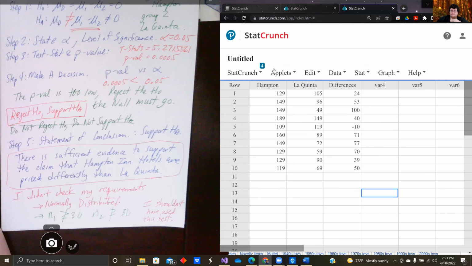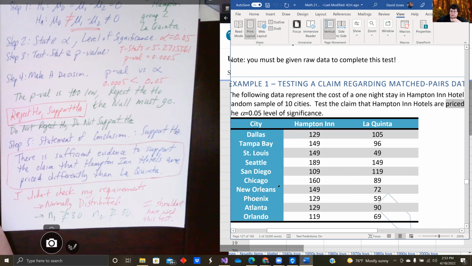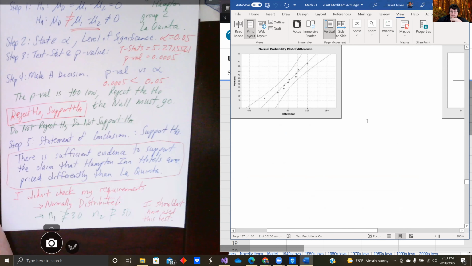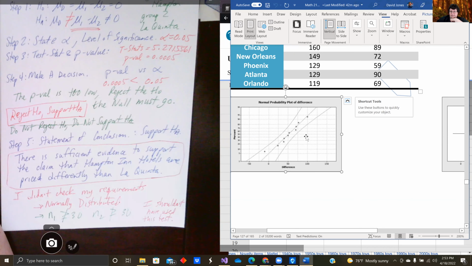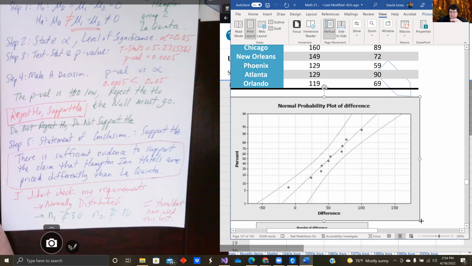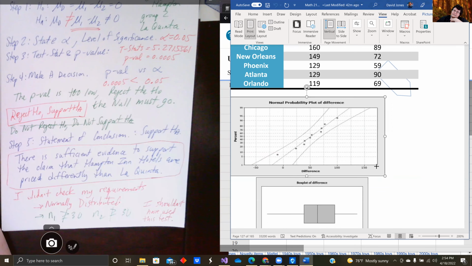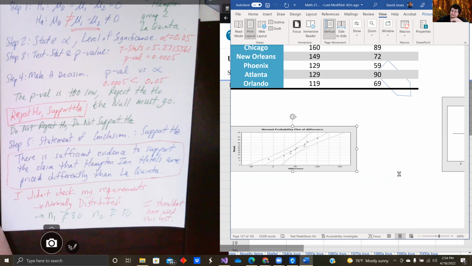No, okay. All right, so let's load up another one. Oh, look at that pretty one. That's pretty short. That shows the normal probability plot on the difference. That's pretty nice. That's probably better than what I did.